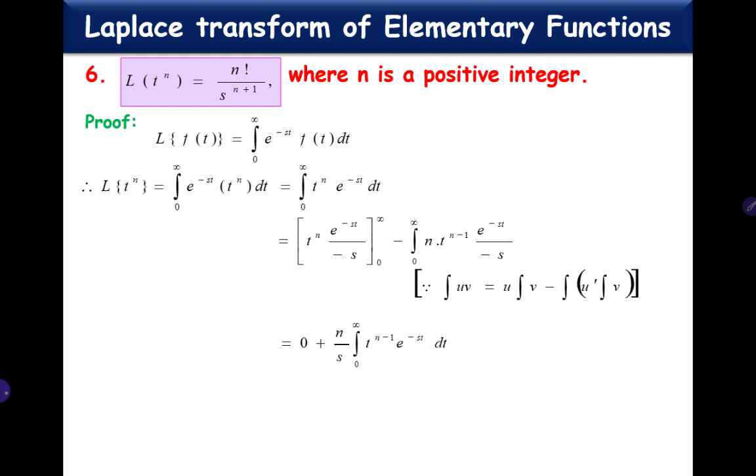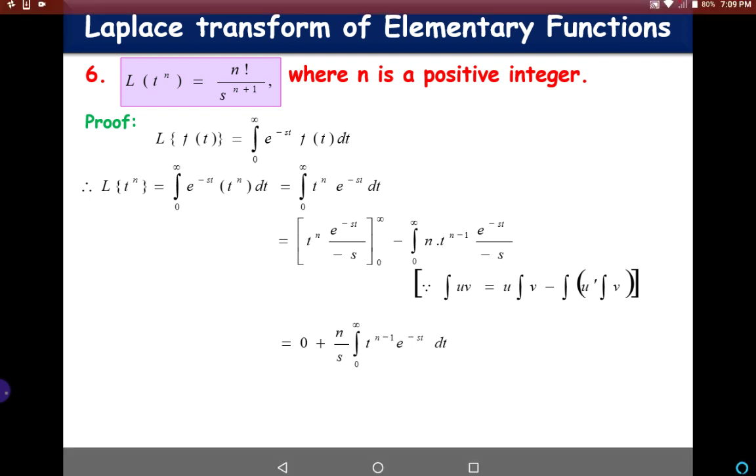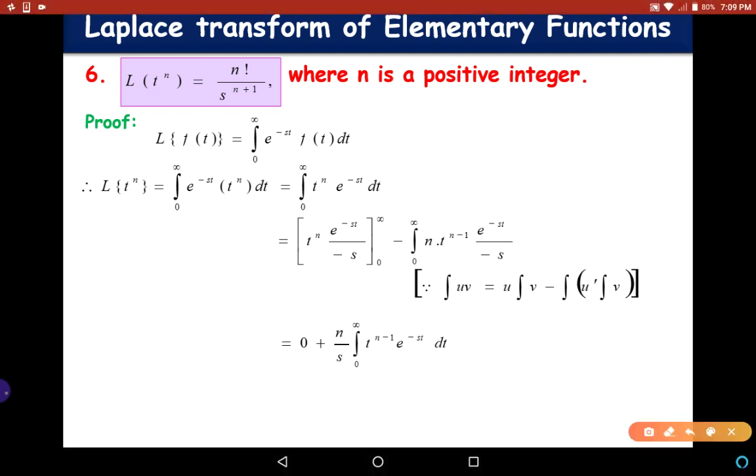So entirely the first term is 0 plus, why? Because we have minus here and minus here, 2 minus, so it became plus here. n and s are taken outside, so n by s, and we remain with integral 0 to infinity t power n minus 1 into e power minus st dt.